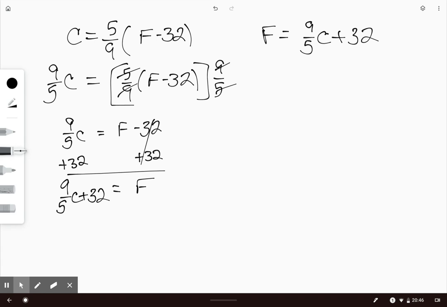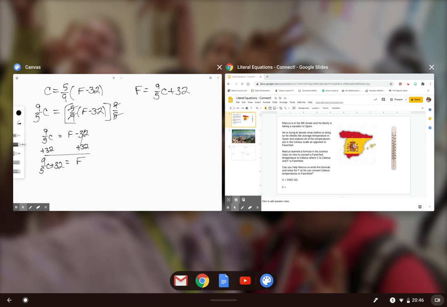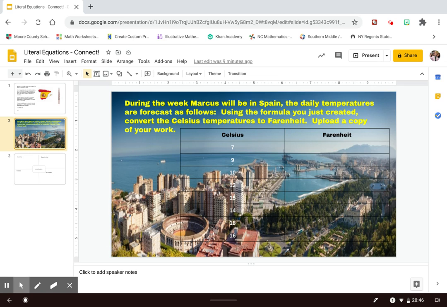So now that I've rewritten the formula, I can now use the formula for problem solving. So if we go back to our slides here, the next slide says, during the week, Marcus will be in Spain. The daily temperatures are forecast as follows. So using the formula you just created, convert the Celsius temperatures to Fahrenheit, and upload a copy of your work. I'll give you an example again of how to do this. You have a column here of all your Celsius temperatures, and then the other column in the table is the Fahrenheit. So what I want you to do is reproduce this on a sheet of paper and complete the table using the formula we just created.